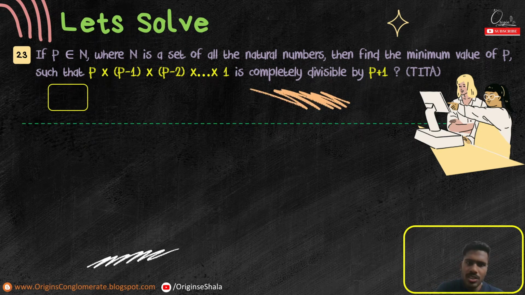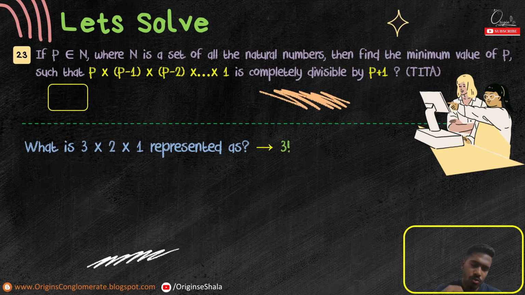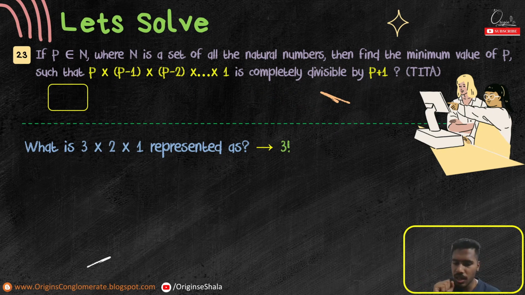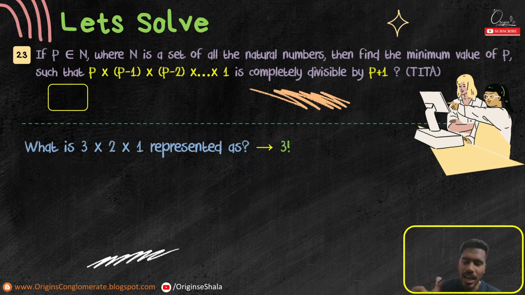Now here, one thing I am sure of: what if I write 3 into 2 into 1? How can I represent it? I can write it like 3 factorial. This exclamation mark is used to represent factorials, which means a multiplication of a number with its predecessors till 1. That's what this is. This P into P minus 1 into P minus 2 is a factorial. It is just written like this to confuse you.